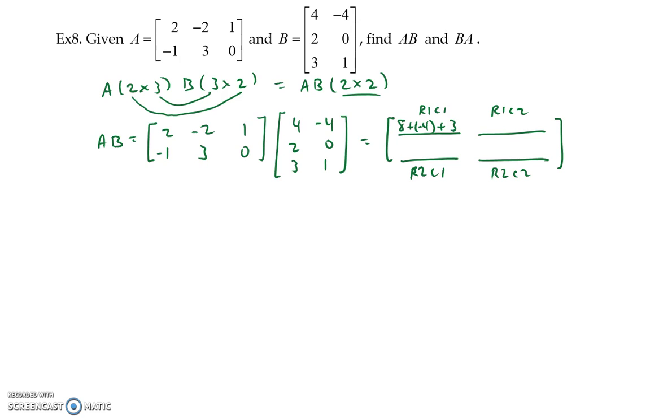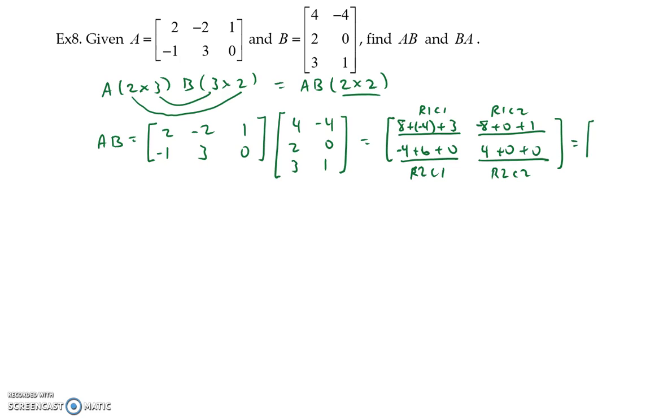Row 1 with column 2. 2 times negative 4 is negative 8. Negative 2 times 0 is 0. 1 times 1 is 1. Row 2 with column 1. Negative 1 times 4 is negative 4. 3 times 2 is 6. 0 times 3 is 0. Row 2 with column 2. Negative 1 times negative 4 is 4. 3 times 0 is 0. And 0 times 1 is also 0.